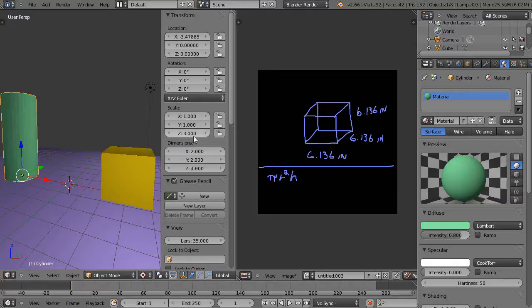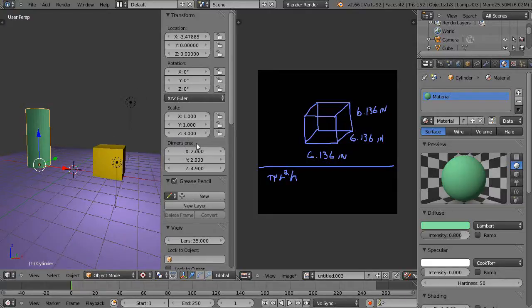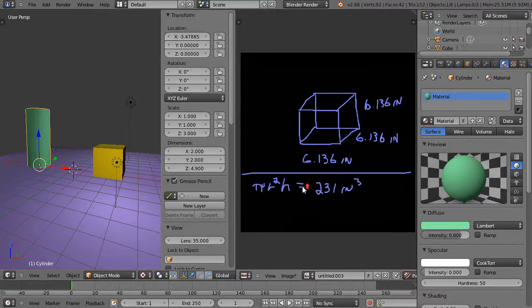Alright, but now based on that, pi r squared h is going to be equal to 231 cubic inches. So now we have an unknown like this, but since I just gave it a height, it's really the same as saying pi r squared times 3 is equal to 231 cubic inches. Whoops, that's 231 cubic inches.